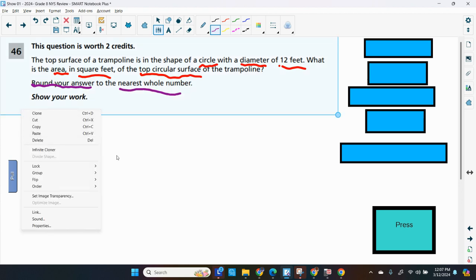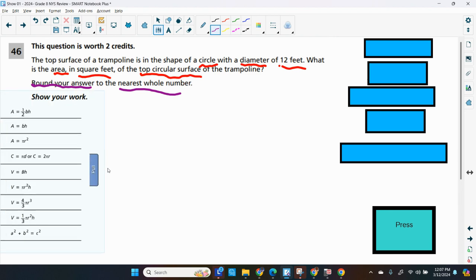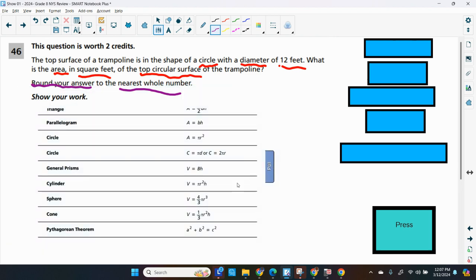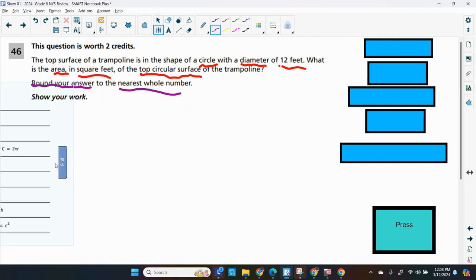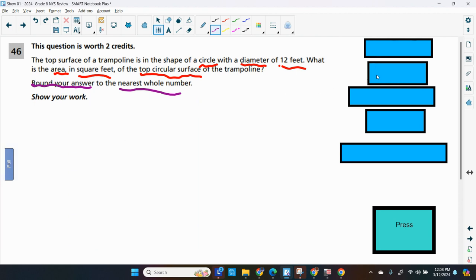All right, well, we got a circle, and we want to find the area of it. It's a good thing we have this sheet here in the front of our booklets. So there's circle, and we want to find the area. All right, A stands for area, C stands for circumference, so we need to use the area formula. So let's push that out of the way. And so here's our area of a circle formula. A equals pi r squared.